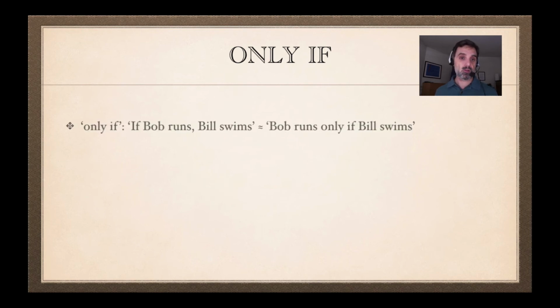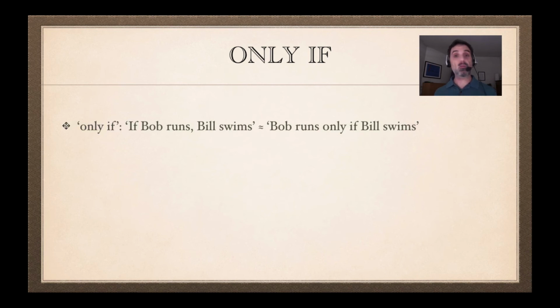So suppose we have Bob runs only if Bill swims. Well, that says the same thing as if Bob runs, Bill swims. Suppose that Bob does run. What does if Bob runs, then Bill swims tell you? It tells you that also Bill swims. And suppose that Bob runs. What does Bob runs only if Bill swims tell you? It tells you also that Bill swims. It tells you the only way it could have come about that Bob is running is also if Bill is swimming. So these two sentences tell you the same thing. They both let you go from Bob runs to Bill swims.